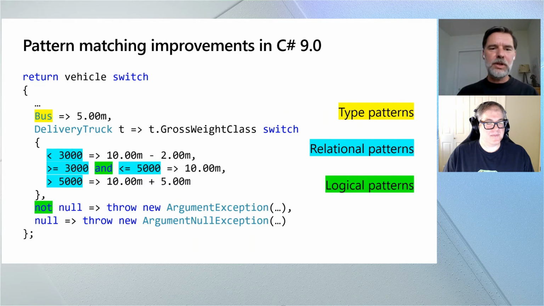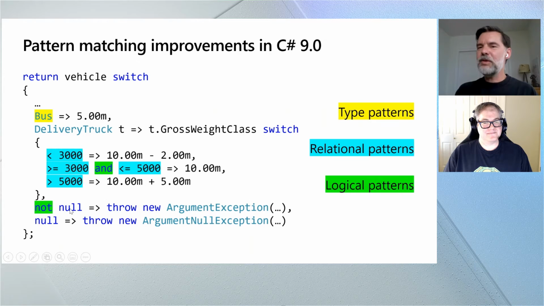We also have what you call logical patterns, where you can compose patterns with and, or, and not, just like you can expressions. But to make them stand out from expressions a little more, we decided to not use the usual symbols, but to actually spell out the words and, or, not. So here I'm creating an interval by anding together two relational patterns, and down here, what will be the most common use of the not pattern, which is not null.